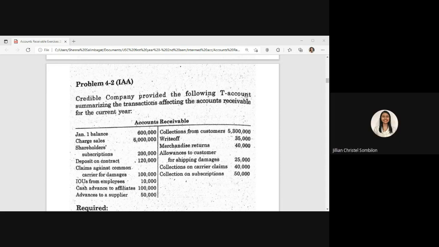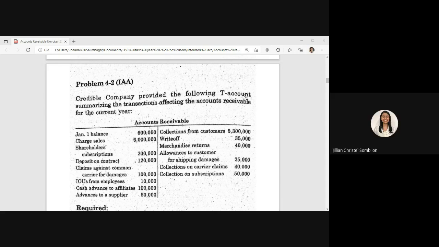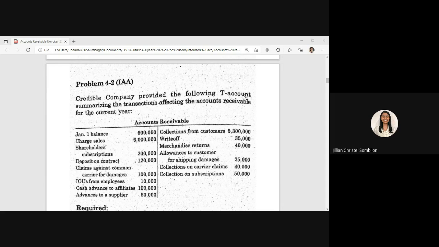Sir, credit accounts receivable, sir, 600,000. We start with the beginning balance, okay? The January 1 balance in the amount of 600,000. And then add charge sales, sir, 6 million.